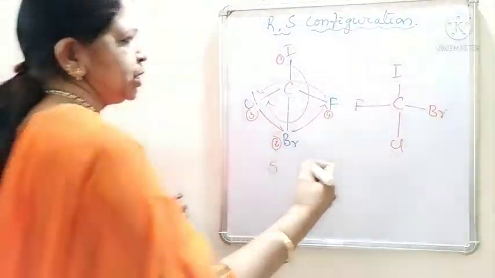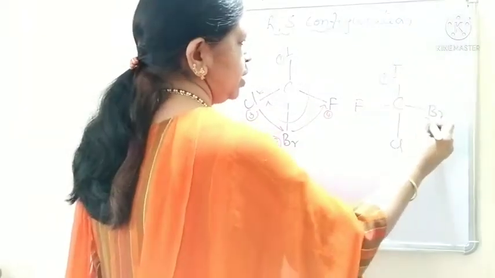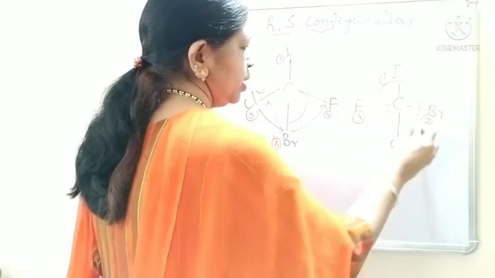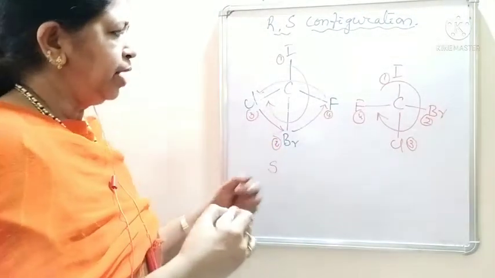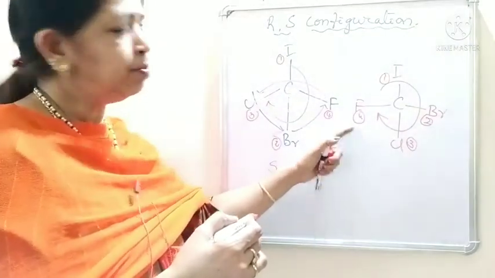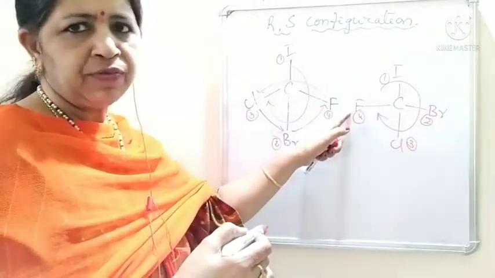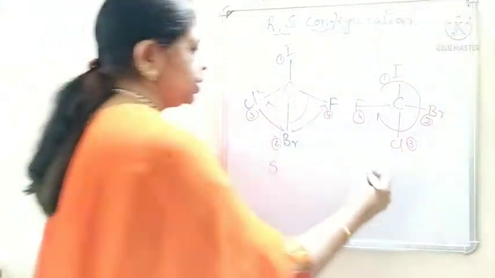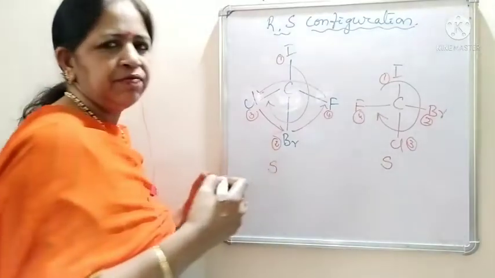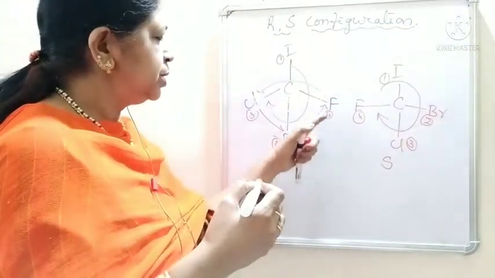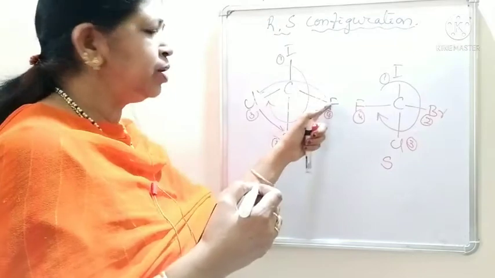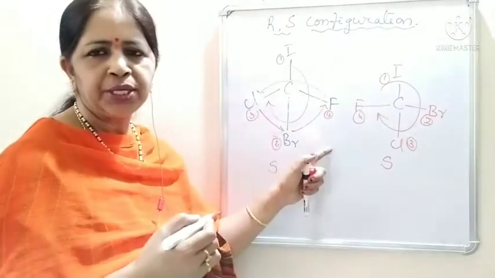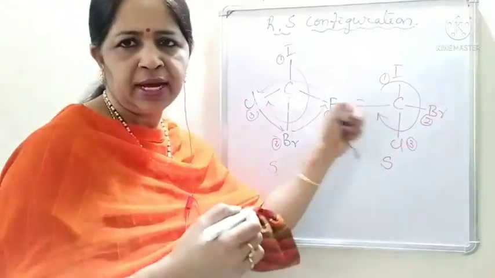Now what is the configuration? First, second, third and fourth. It is going in clockwise direction. The arrow mark is moving in clockwise direction, but see the position of fluorine. Fluorine is on the horizontal line. So it is S configuration. The configuration is not changed by changing the positions of 3 groups in a cyclic manner. By doing this, the configuration will not change around this chiral center.